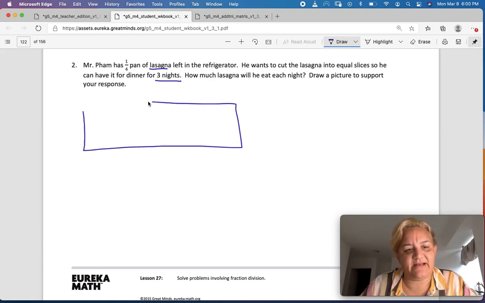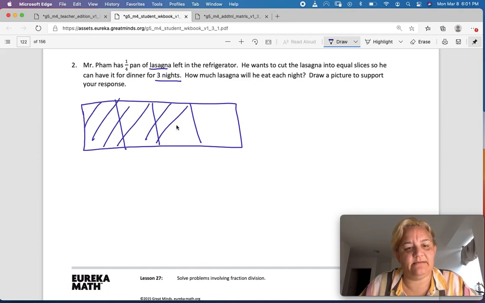Okay, so there's his pan of lasagna. And he's eaten 3/4 of it already. Maybe his family ate it, but it's gone. Sadly, I bet it was good. And this is the 1/4 that he has left. Okay? He wants to cut the lasagna into equal slices so he can have it for dinner for 3 nights. So he wants to take 1/4 of his lasagna and divide it into 3 nights.